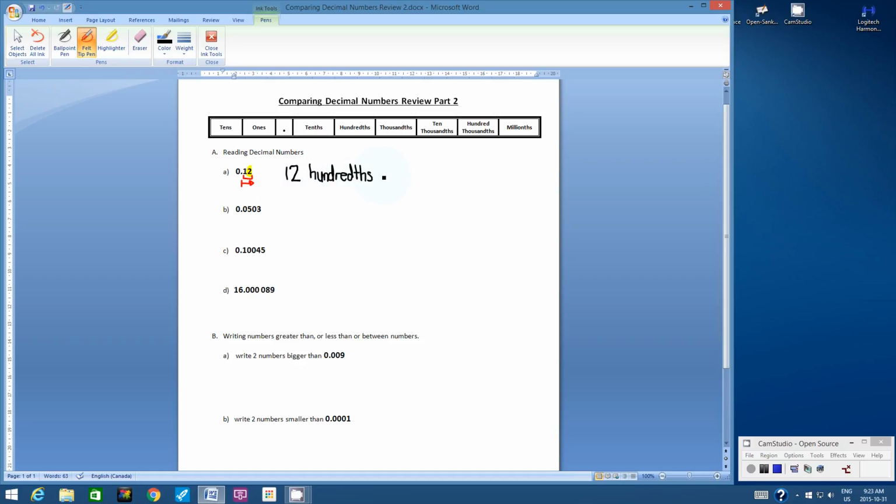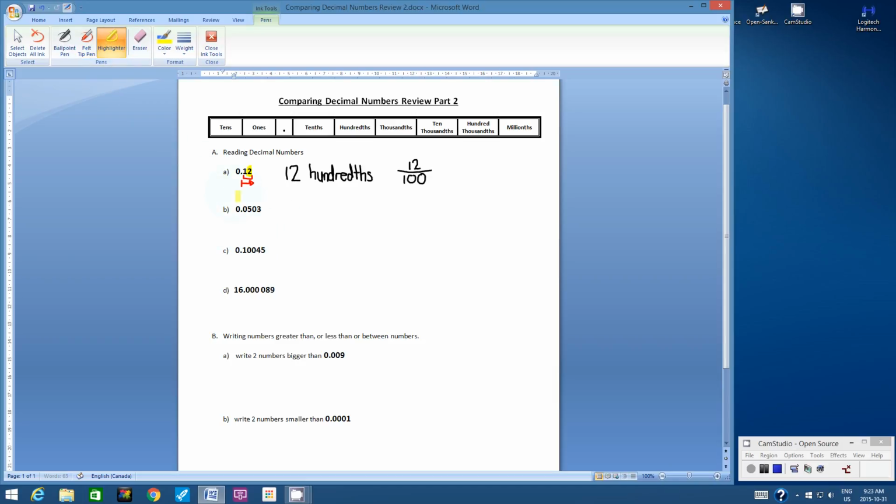Okay, so what if we were to write this number as a fraction? Well, that's pretty easy. Again we read that number after the decimal place, and that becomes the numerator. In this case, the numerator is going to be 12, and then the denominator is simply going to be the place value column that the last number is in. In other words, it's going to be hundredths. So 12 hundredths written as a fraction would look like 12 over 100. All right, let's go through the steps in question B.